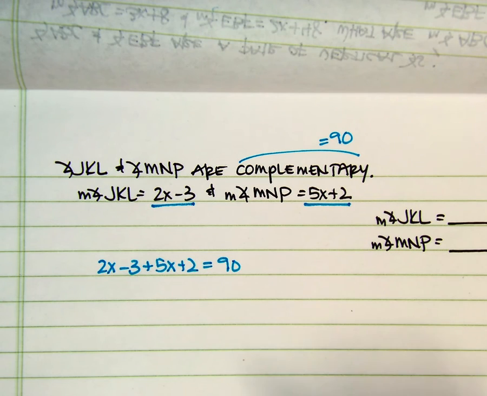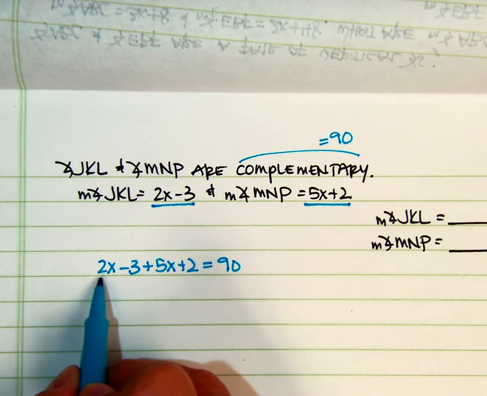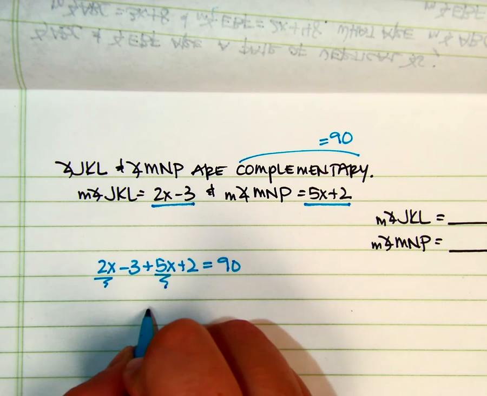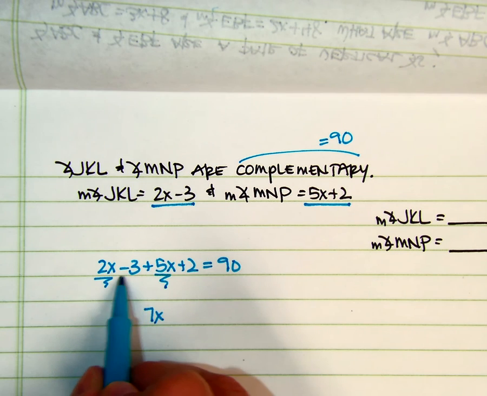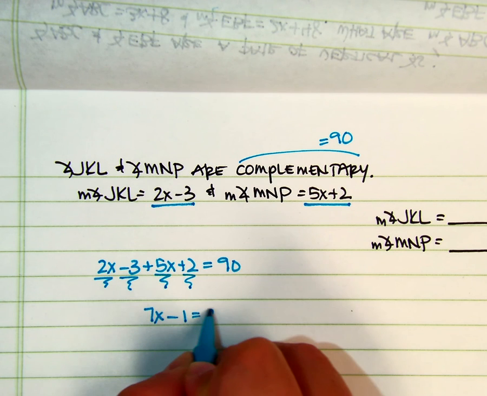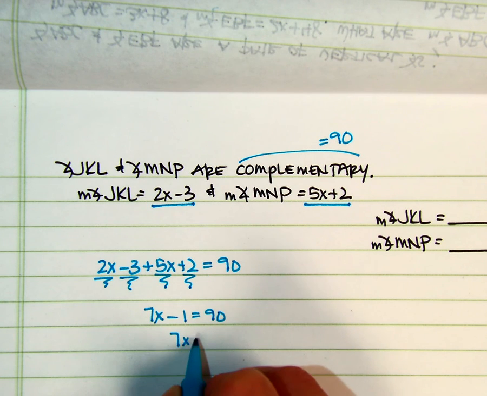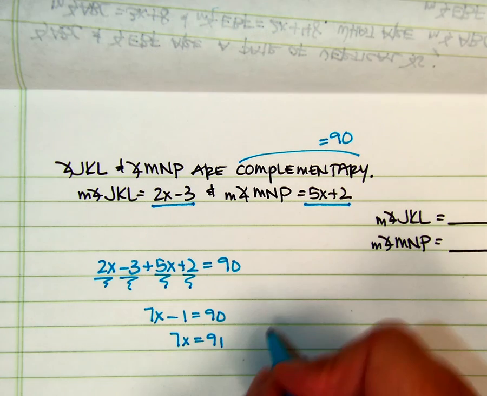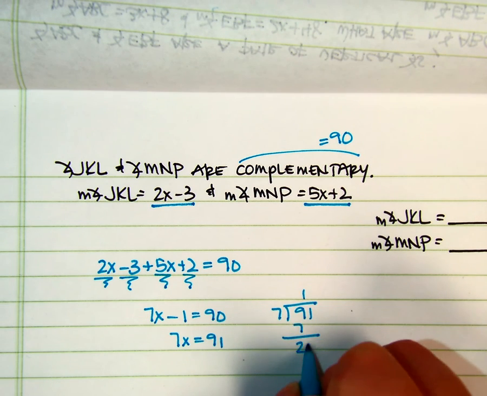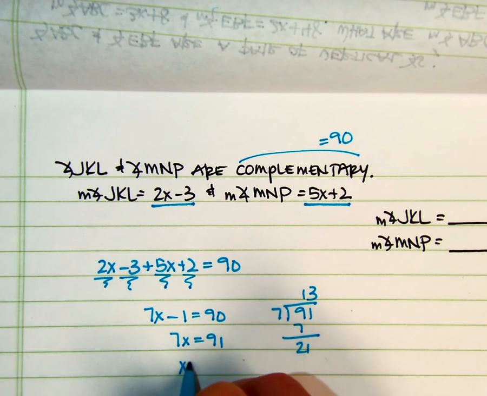Now we're going to solve. Remember, if they're on the same side, you're just simply combining like terms. 2x plus 5x gives me 7x. Negative 3 plus 2 gives me a negative 1. So I have 7x equals 91. Just a little bit of division here, and I get x to equal 13.